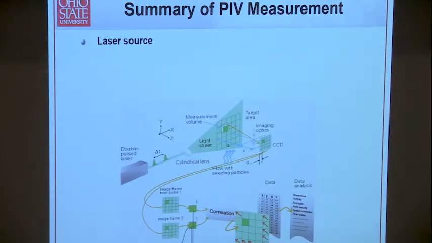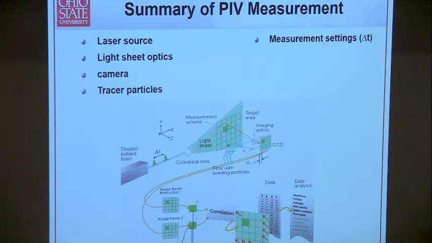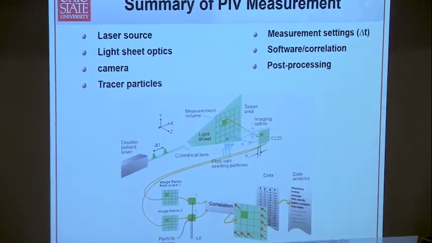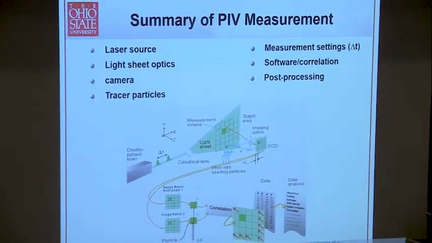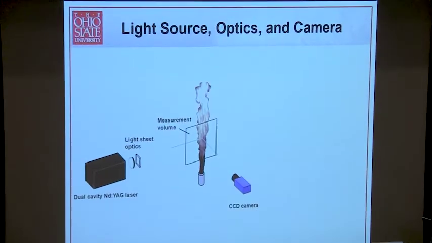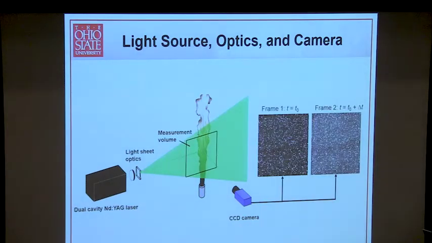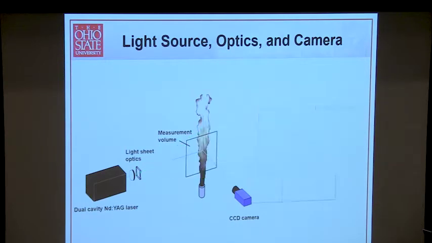Okay. So the different aspects of a system are: we have a laser source, light sheet optics, camera, tracer particles, measurement settings, software, and post-processing. Each one of these, this lecture is going to tackle in depth so that we can understand the different components of our measurements and the different attributes of each one. So we'll start talking first about the laser source, the optics, and the camera. Again, that's in general how a measurement works from a hardware side, and we'll tackle each component.